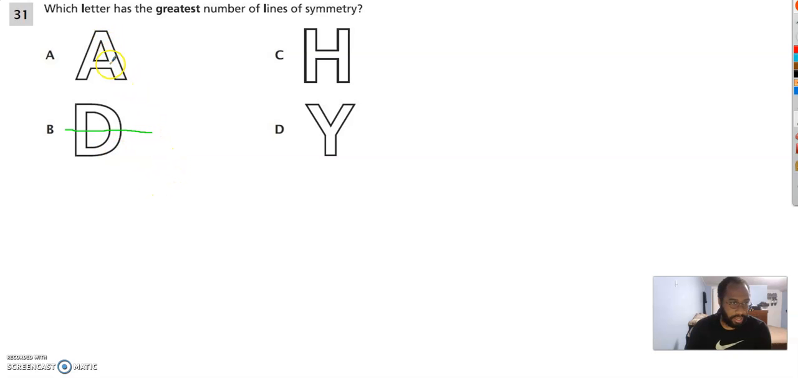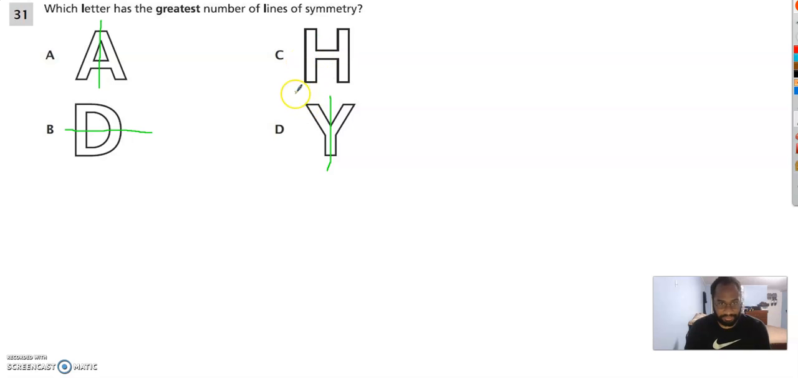A, let's see. Colby, what do you think about A? Yes, Colby. A only has a vertical line of symmetry. You can only split it this way and it'll be the same on both sides. What about Y, Nikki? Yes, it only has vertical line of symmetry, 1 line, and it looks the same on both sides.